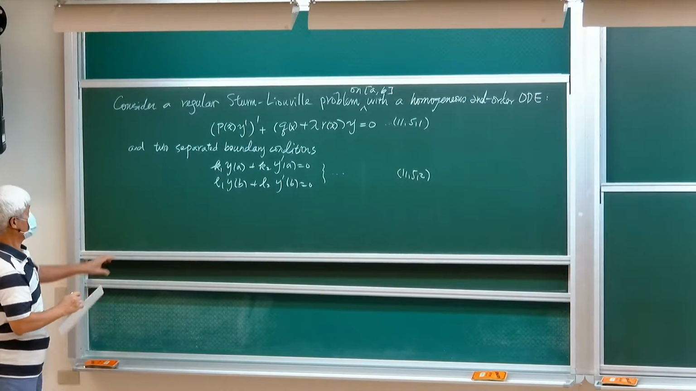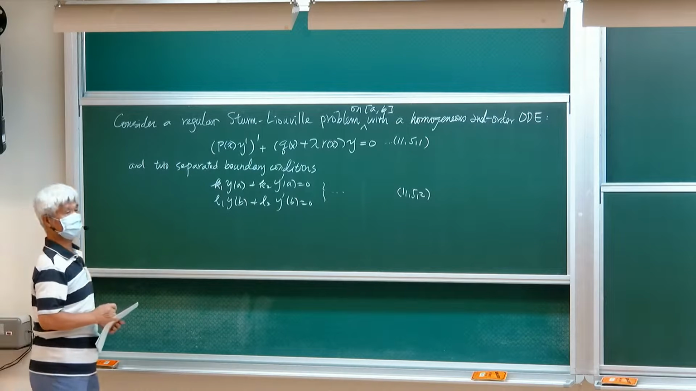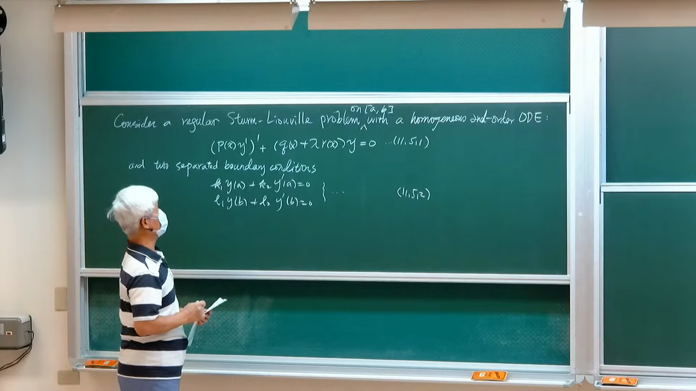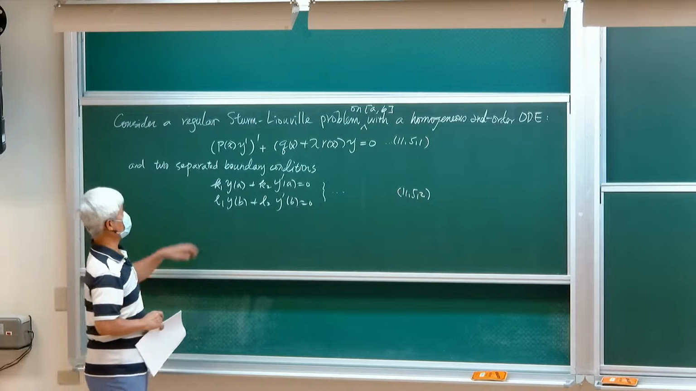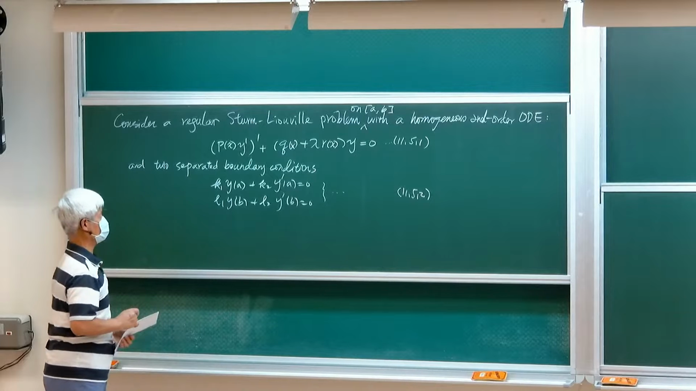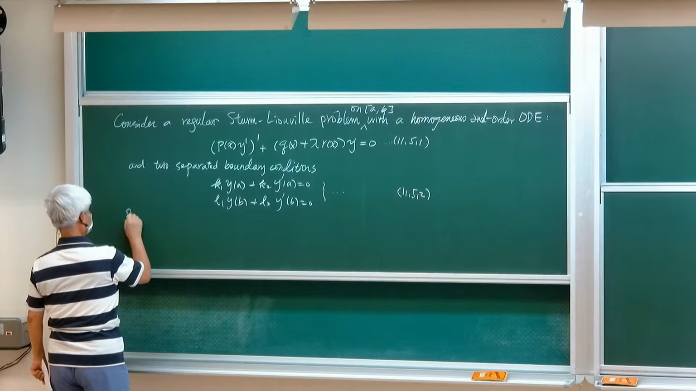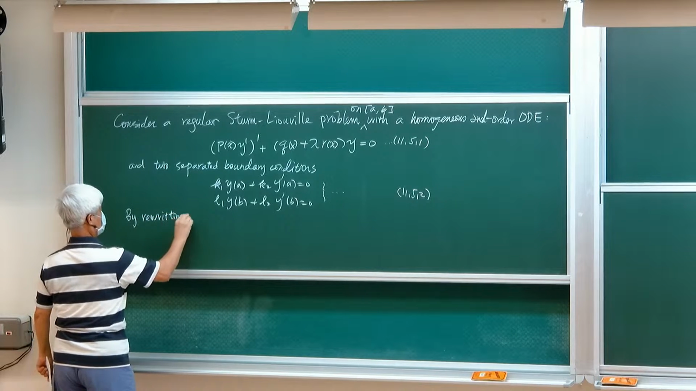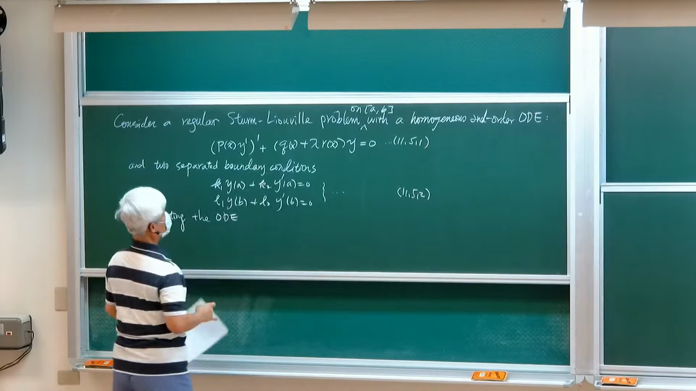Okay, so again, we consider a regular Sturm-Liouville problem on a finite closed interval [a, b]. It consists of a homogeneous second-order differential equation and two separated boundary conditions. All right, so we rewrite the ODE.